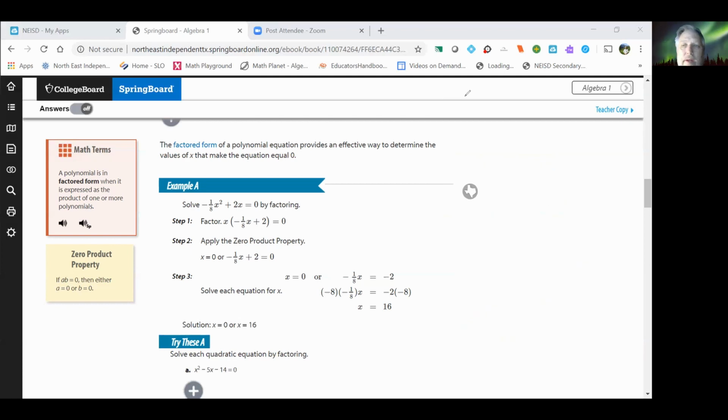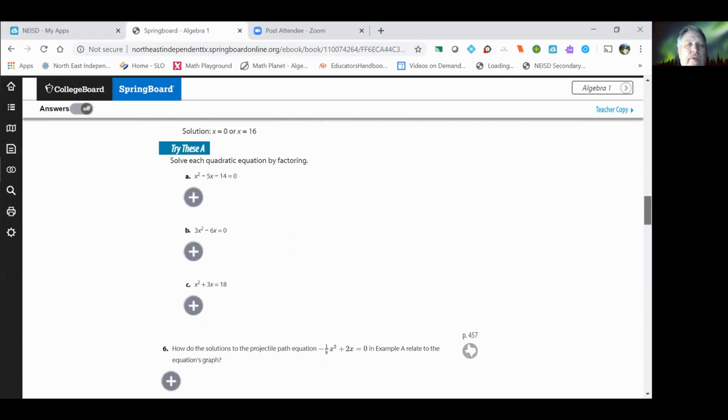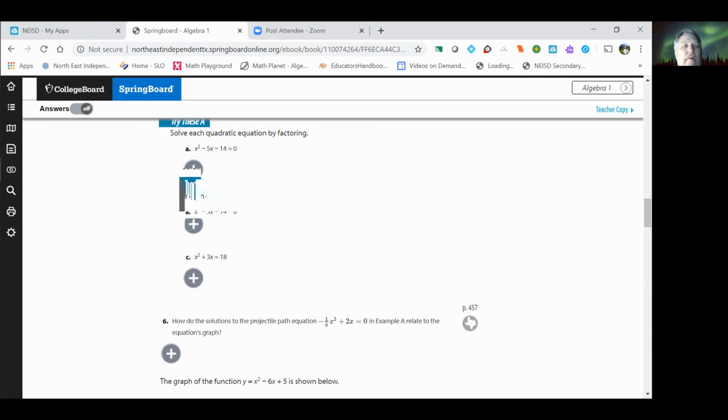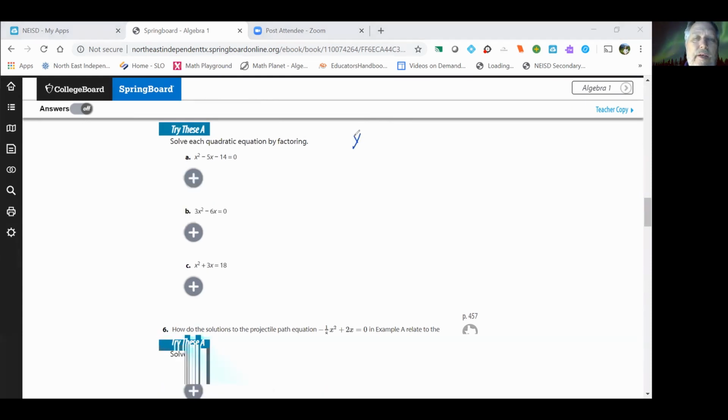Let's go ahead and do a try these. Try these A. Solve each quadratic equation by factoring. X squared minus 5x minus 14 equals 0. And I want to go ahead and first of all factor these. So I'm going to have two binomials. Each one's going to start off with x, because x times x is x squared.